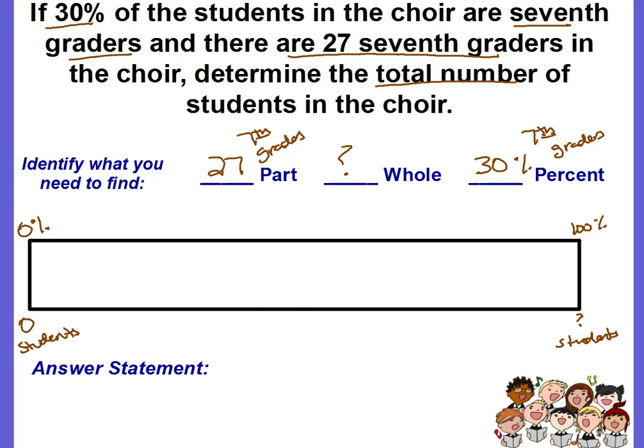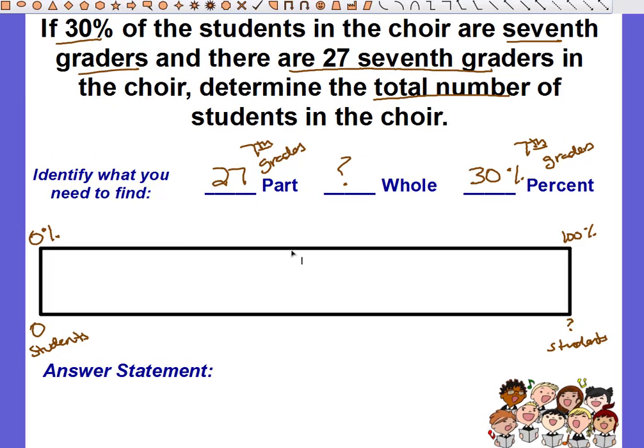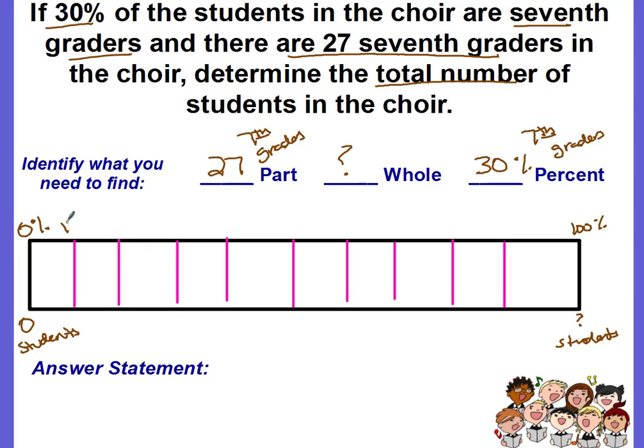Okay, so here we go. Next thing is we're going to partition our bar model into 10 equal parts. So we draw a line down the middle and draw 4 lines before and 4 lines after. And that gives us 10 parts. So label, here's 10%, 20%, 30%, 40%, 50%, 60%, 70%, 80%, and 90%.